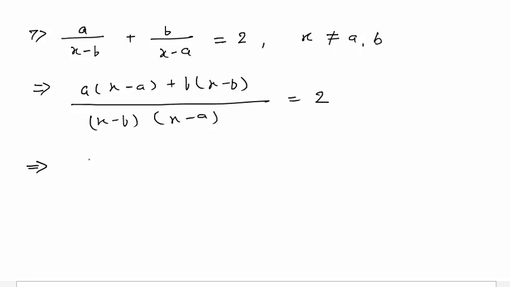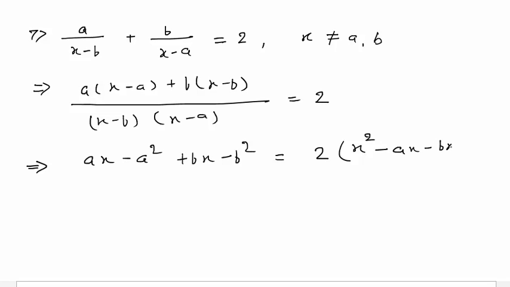This implies that ax minus a square plus bx minus b square is equal to 2 times. Now I multiply this bracket, so I will get x square minus ax minus bx plus ab. So I collect all the x square terms at one place, all x terms at one place, and all constants at one place. So what I will get?